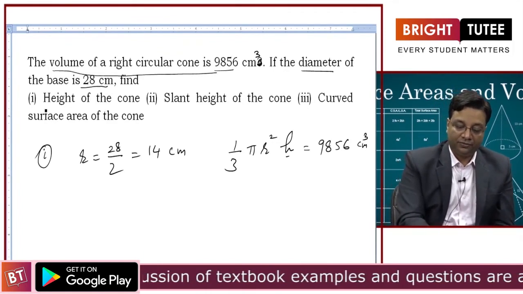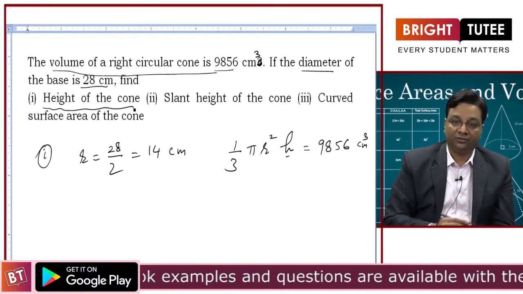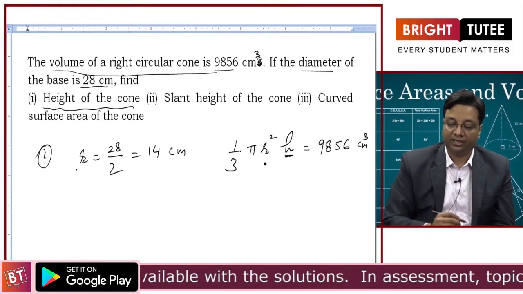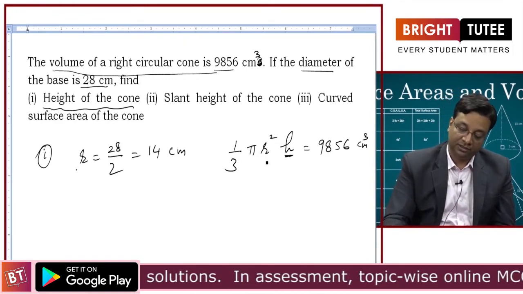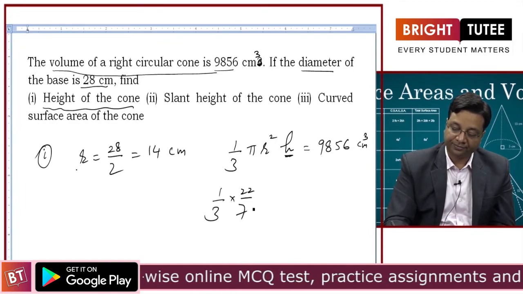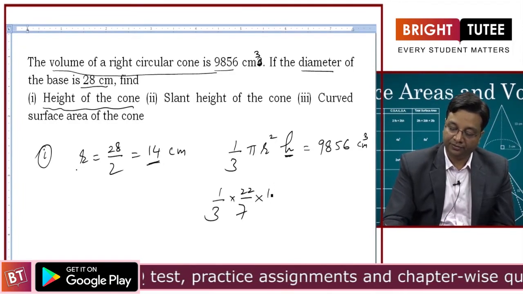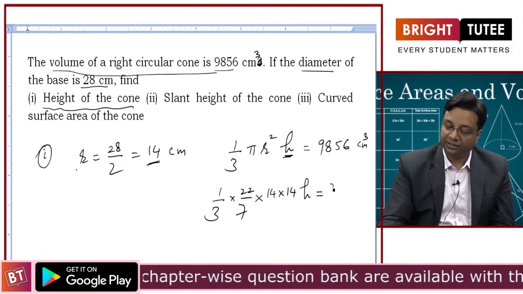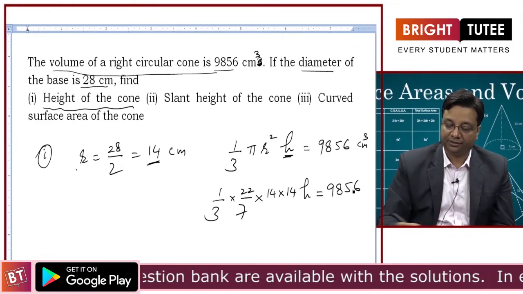Okay, the first part wants us to calculate the height of the cone, that is h. Now the radius is given, so I will put the value of the radius here and find the value of h. So 1 by 3 pi radius square into height is equal to 9856.